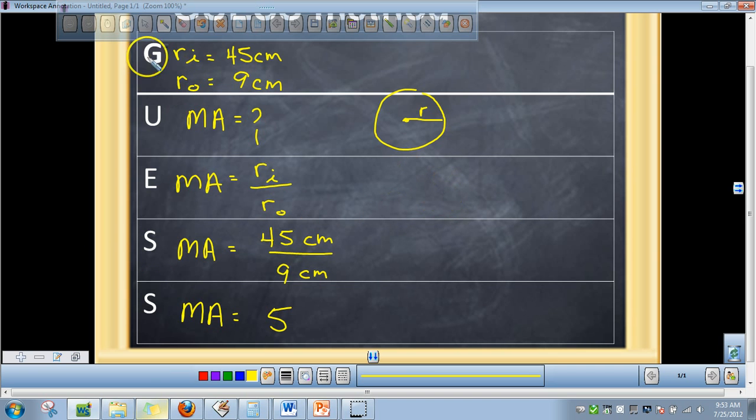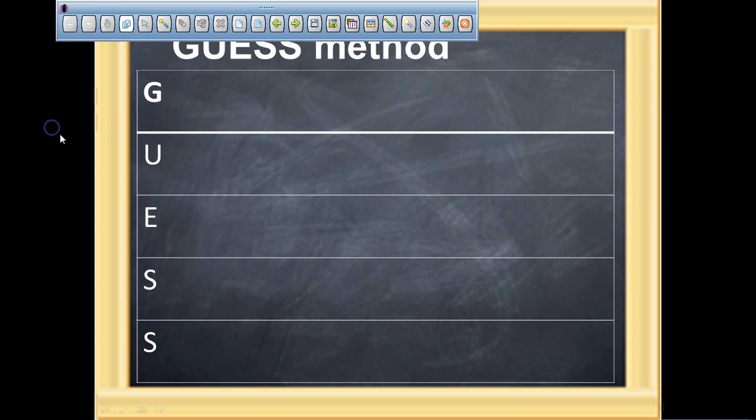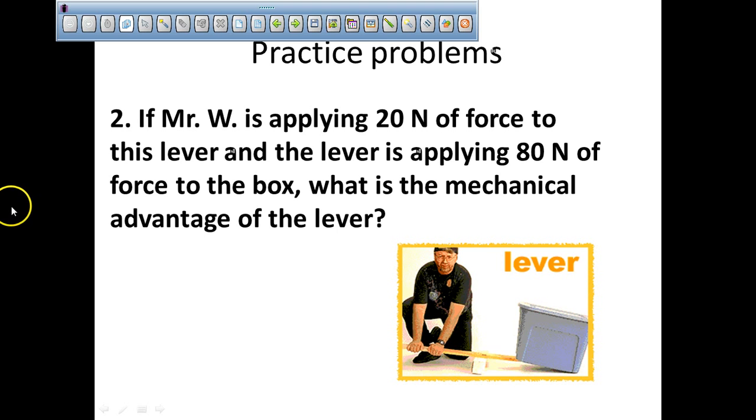Okay, moving on to our next formula. Moving on to a new type of simple machine. It says if Mr. W is applying 20 newtons of force to this lever, and the lever is applying 80 newtons of force to the box, what is the mechanical advantage of the lever? Before we move on to the guess problem, let's take a look at some information given to us in the problem.